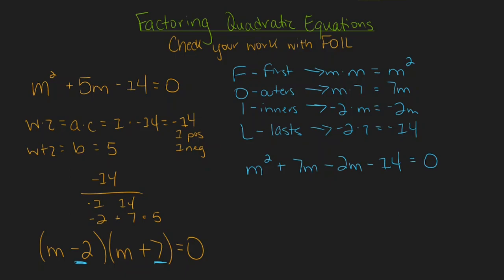The final step that I can take is to combine like terms. I see that I have two terms that both end with m, so I can add their coefficients together. So 7 minus 2 takes me to 5m, which turns our equation into m squared plus 5m minus 14 equals 0. When I compare my FOILed equation to our original starting point, I can see that they match exactly, and that tells me with certainty that I have factored this equation correctly by generating the factors m minus 2 and m plus 7. Hopefully this helps in double checking your work.